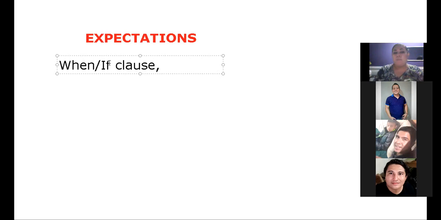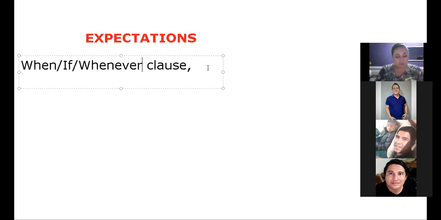Yeah. So basically this is used with the zero conditional, right? When we have a zero conditional, it's possible to use the word when instead of if. Also, similar to the word when, it's possible to use whenever. That's another word that is also possible there. Okay. Now, so when, if, or whenever clause. And after that, we can use different possibilities here.